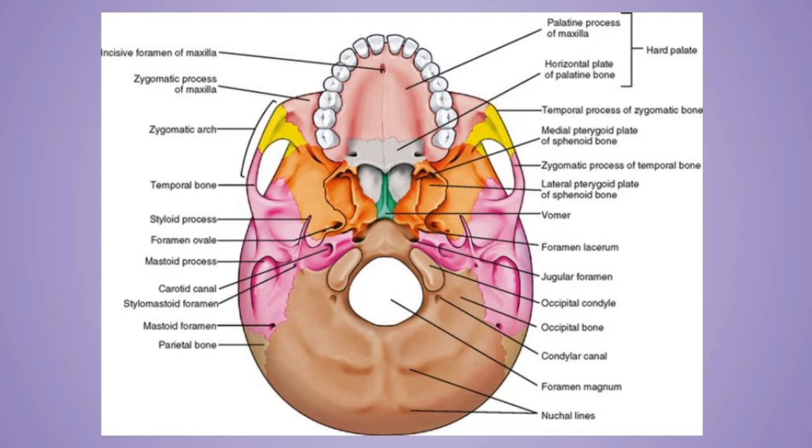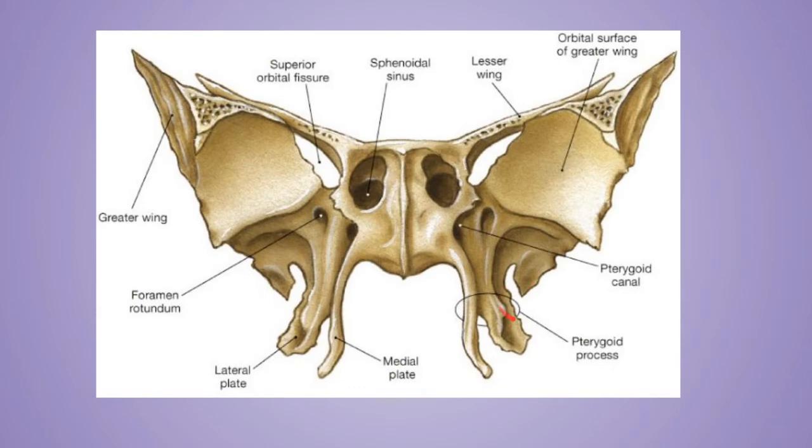The pterygoid process projects downwards from the junction of the greater wing of the sphenoid and the body of the sphenoid. It emerges from between these two and goes downwards and laterally behind the third molar teeth. Remember, behind the third molar teeth.